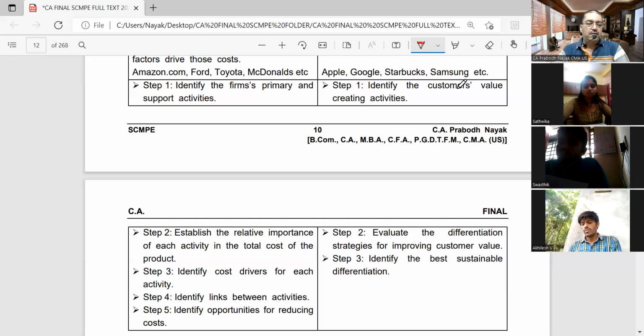For example, in case of Apple products, Apple company products, success comes not from great product features, but from successful marketing activities.